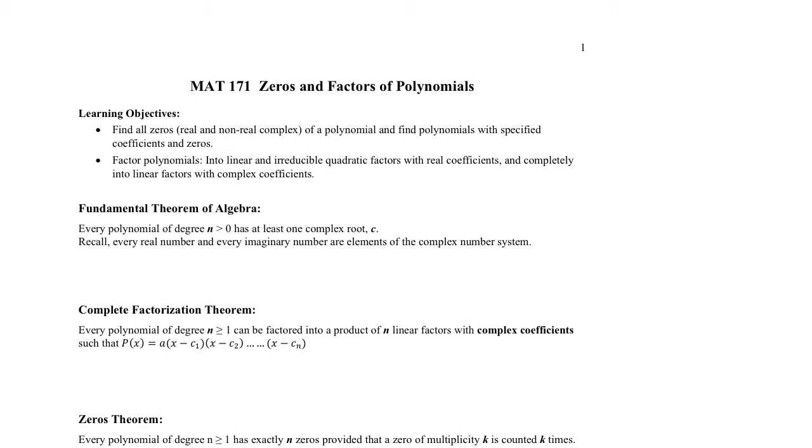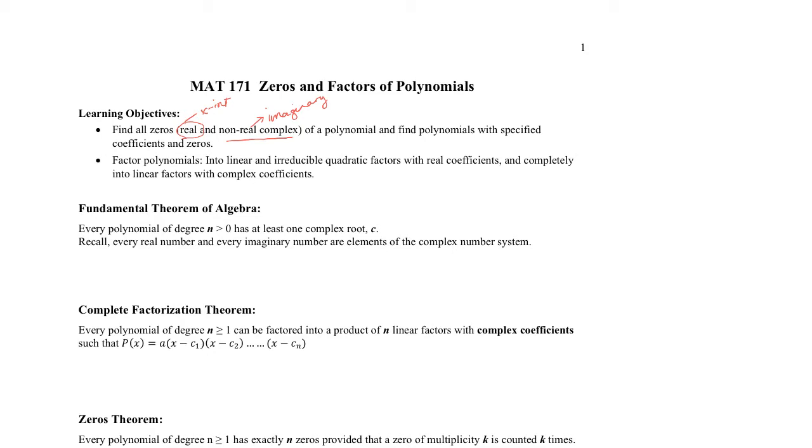Our lesson today is on zeros and factors of polynomials. We're going to learn how to find all the zeros of a polynomial. Zeros for a polynomial can be real numbers, in which case they'll be x-intercepts, and they can be non-real complex, which just means they are imaginary. And so they don't intersect the x-axis, but they're still solutions to our polynomial equation.